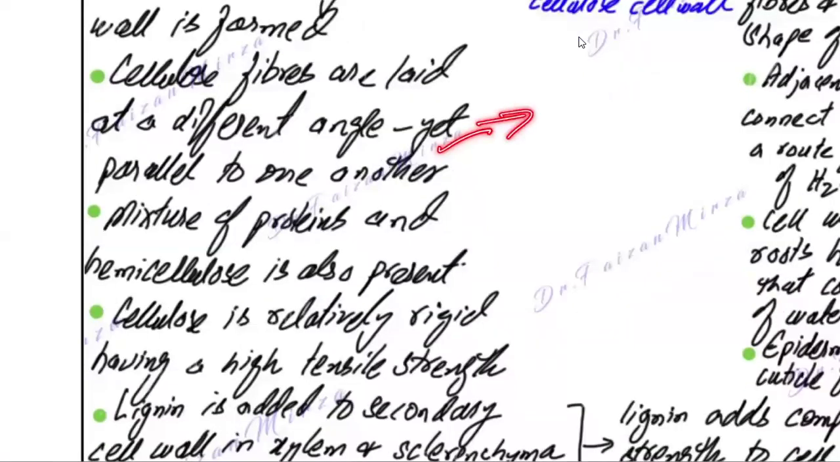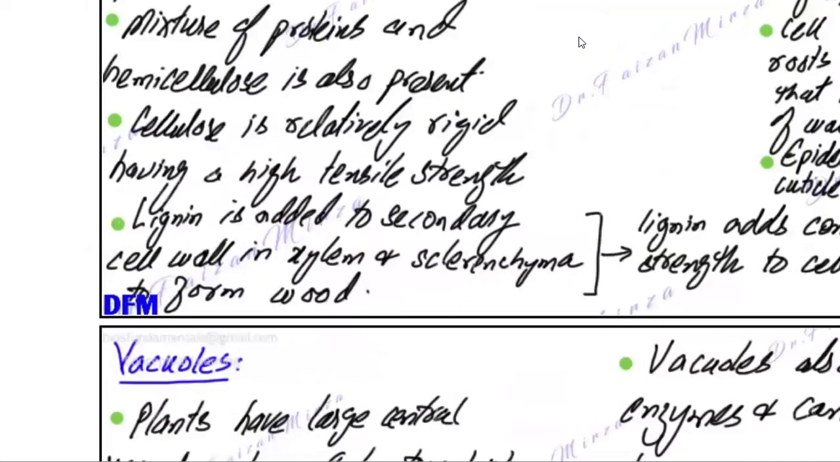It actually provides good resilience against shearing force, or it just provides structural support to the plant cells so they do not just burst open in any direction. So this provides good strength. A mixture of other proteins and hemicellulose are present as well. Cellulose is a relatively large, rigid structure having a high tensile strength.